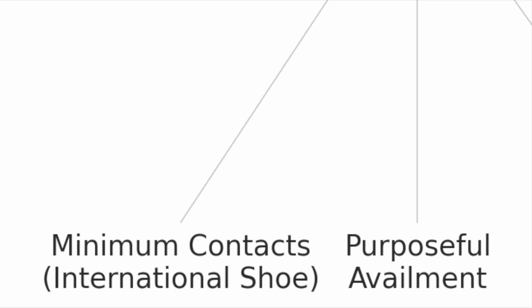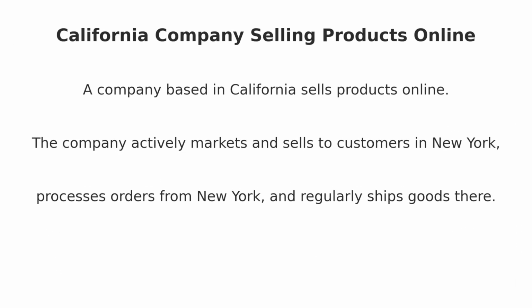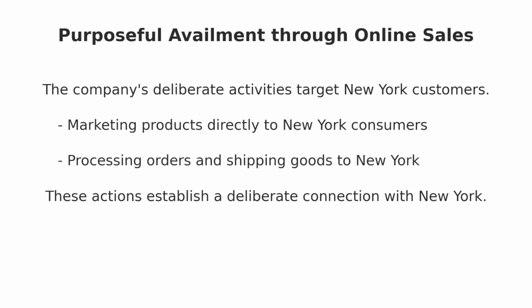Absolutely. Let's say we have a company based in California that sells products online. If they are actively marketing those products to customers in New York, processing orders from New York, and regularly shipping goods to New York, they have purposefully availed themselves of the privilege of doing business in New York. They've intentionally directed their business activities toward New York, establishing a connection with the state.